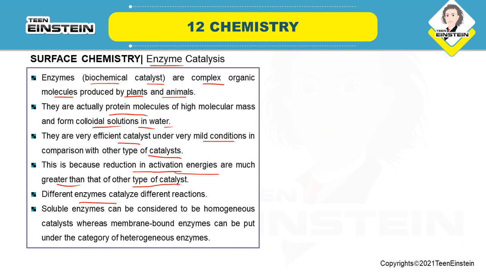As we know that catalysts are selective, so obviously enzymes are also selective in nature, different reactions, different enzymes. Now we know homogeneous and heterogeneous two types of catalysts are possible. So if the enzymes are soluble, you can consider them homogeneous, but there are some membrane bound enzymes. So obviously now the question of surface arises, so that is why it will be considered under heterogeneous catalyst.